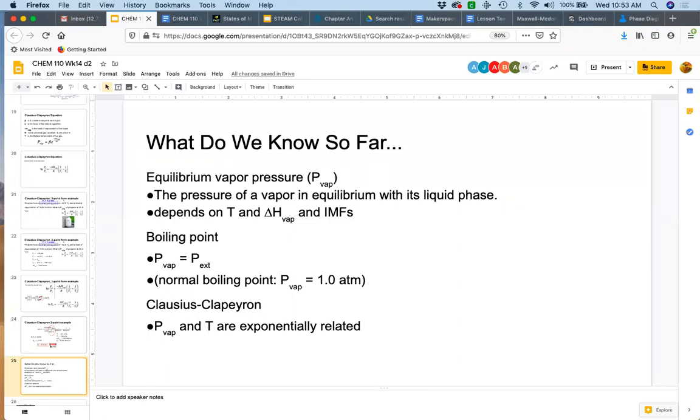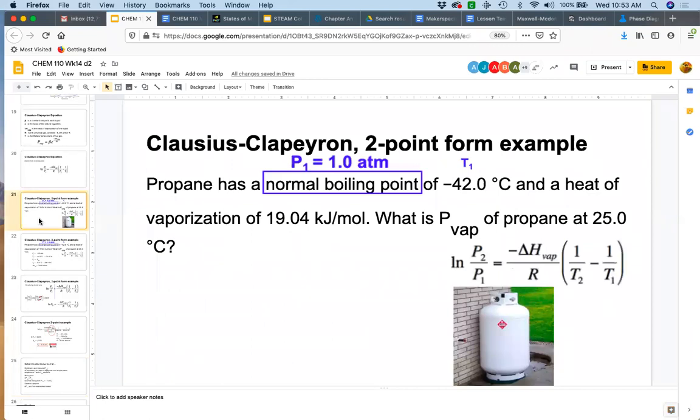And we know that normal boiling point occurs when our vapor pressure is 1 atmosphere. And then we used our Clausius-Clapeyron equation to see the relationship between the pressure of vaporization and temperature. Now, if I go back, I want you to see a couple of things that we looked for in this type of problem before we move forward.